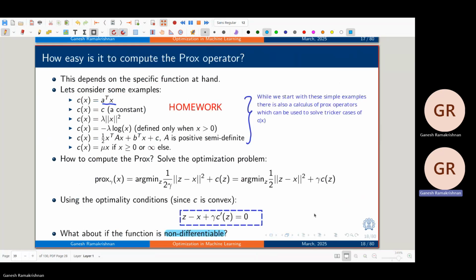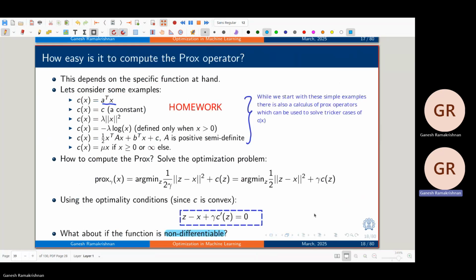So no fun. What about minus lambda log x? It is defined only when x is greater than 0. Is that interesting? Or C(x) is mu x if x is greater than or equal to 0 and infinity otherwise. It's certainly more interesting. But even otherwise, let's take another example where C(x) is a quadratic expression. What happens? See, that curiosity is important, right? C(x) being a linear function may not be the right place to apply proximal, but we still want to know what a proximal operator looks like. The idea is to get a feel.